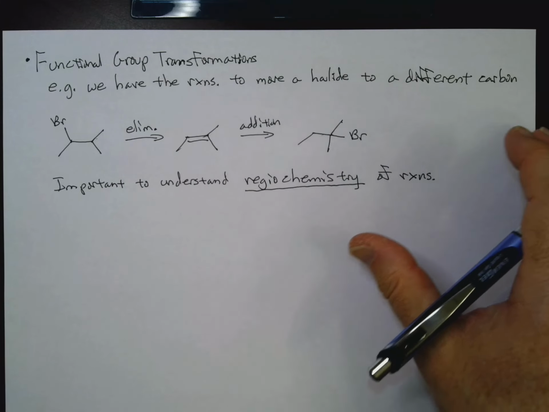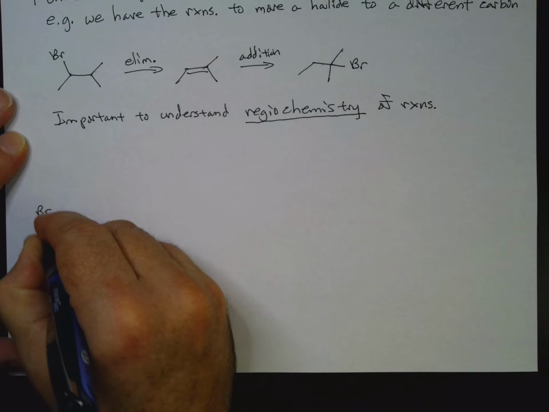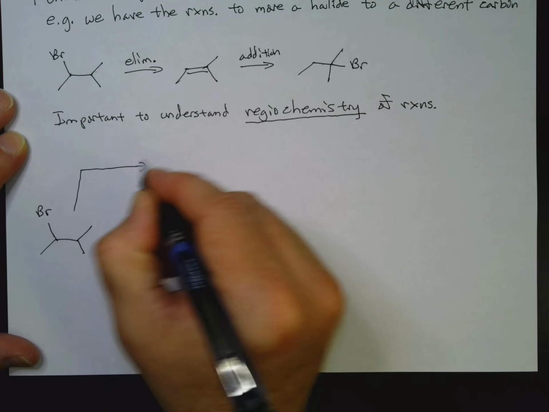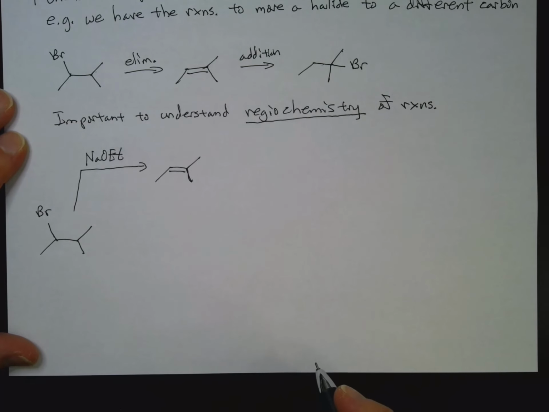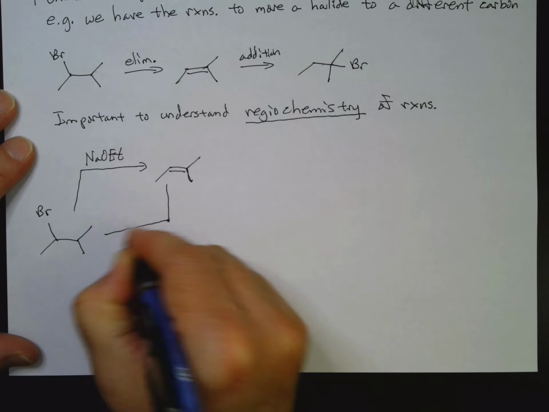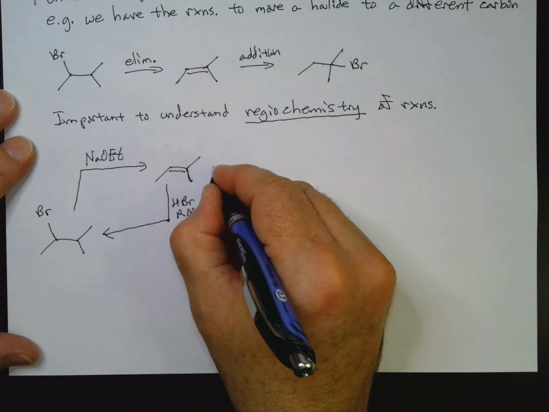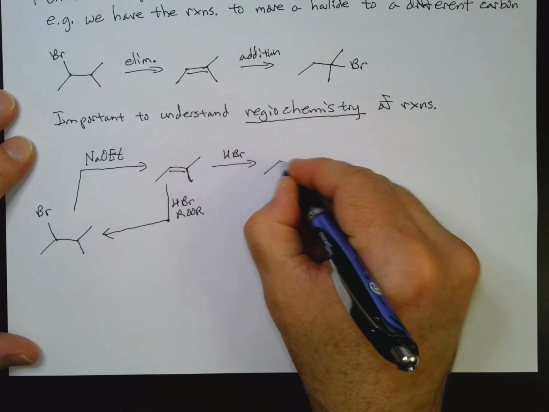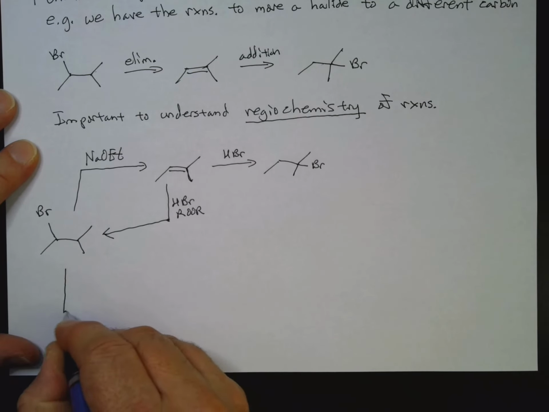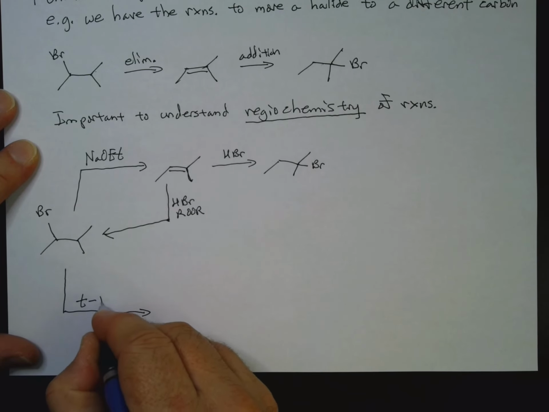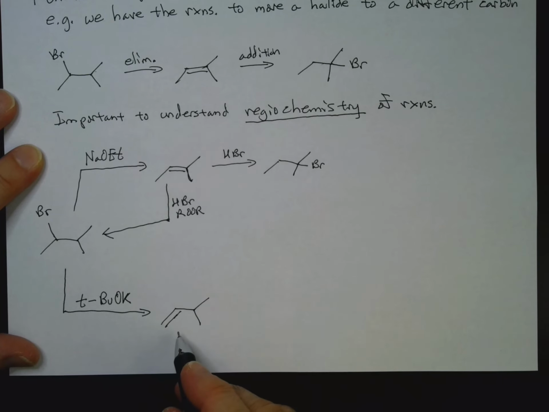So we actually have the ability to do something like, if we started with this guy, I could go ahead and do an elimination, and if I use NaOEt, I will get my Zaitsev product, which is that guy there. If I wanted to go back to where I started, well, it's an anti-Markovnikov, so I'd have to use HBr and ROOR. But I could just add HBr and get the product I got up here. Now I have another elimination I could do. So let's use something like t-BuOK or NaOtBu, something hindered.